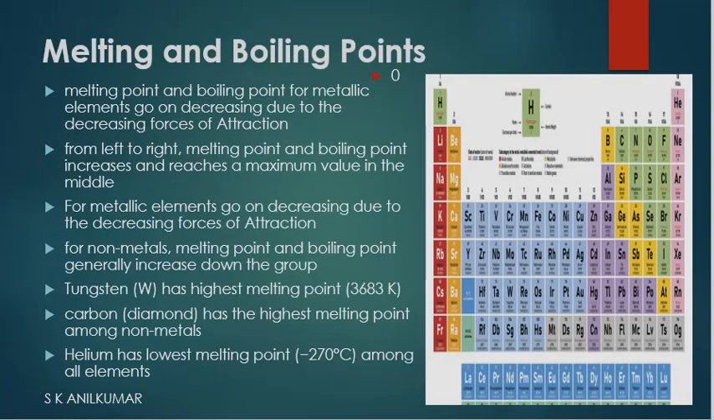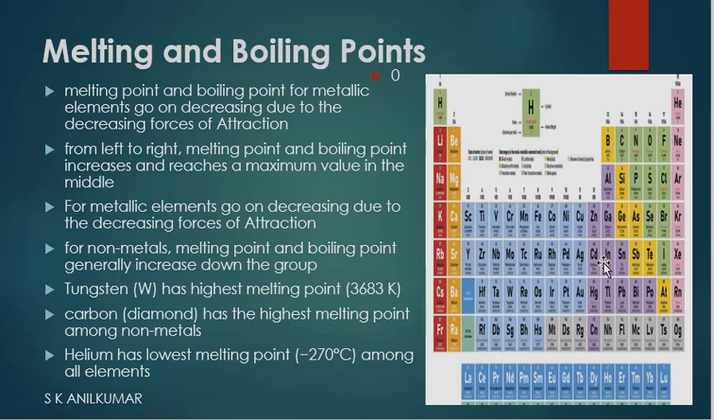Then comes the melting and boiling point. Melting point is the point at which a solid forms a liquid. Boiling point is the point at which a liquid becomes a gas. Now, melting and boiling points change with the forces of attraction. When there is more attraction, the melting and boiling point will be higher. When there is less attraction, the melting and boiling point will be lower. That means if there is no attraction, it can be easily melted or boiled.